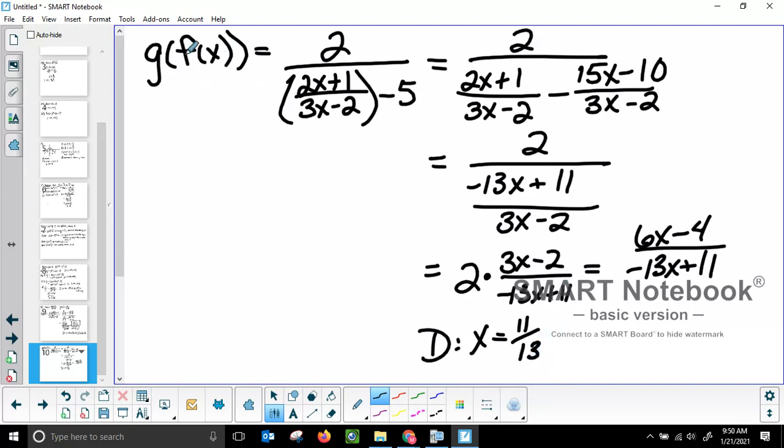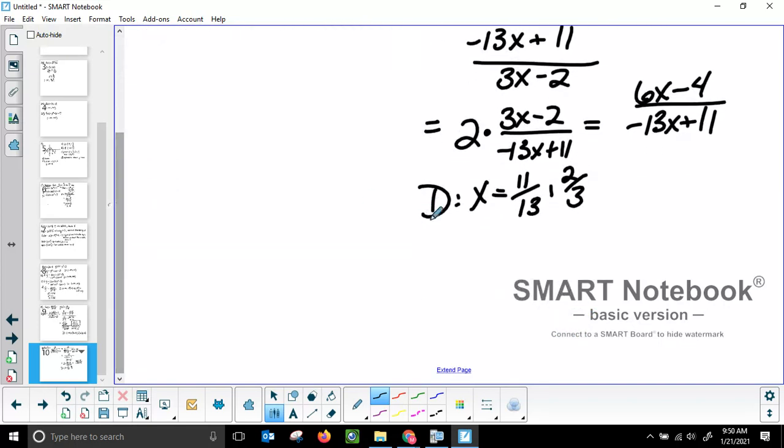Then, of course, we have to check the original inside function, which is this 2x plus 1 over 3x minus 2. Whatever makes this denominator 0, we're not allowed to have either. All right, so set that equal to 0, add 2, divide by 3. All right, 2/3 is not allowed either.